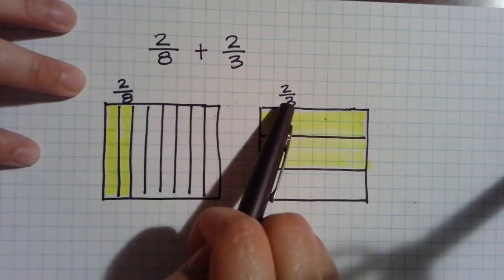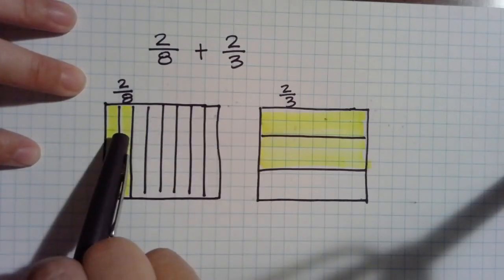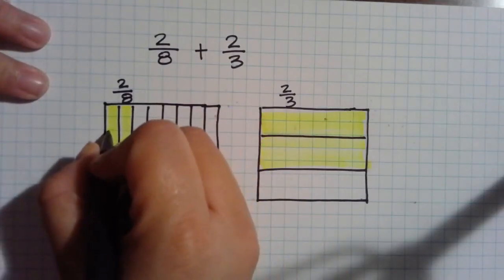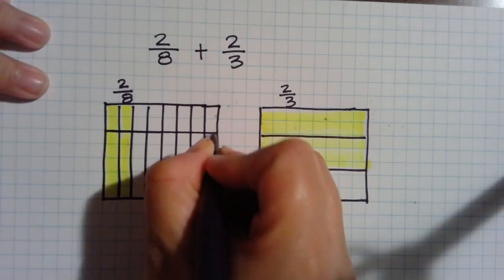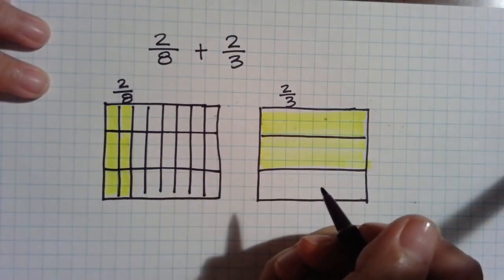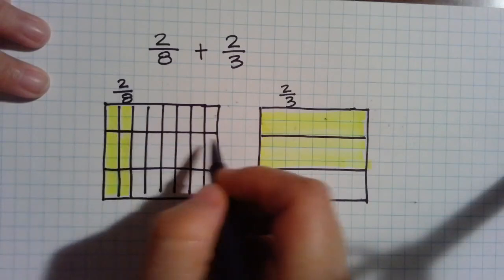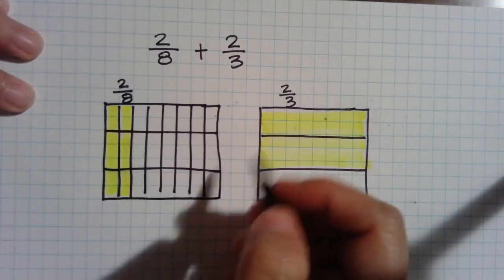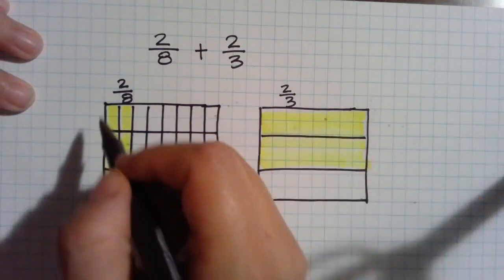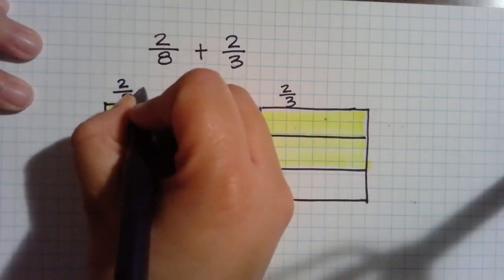By using the other denominator and putting it over here. So this says thirds. I'm gonna do thirds on this box. Okay, pretty much the same thing. My lines are going the opposite direction. Okay, so do the same thing over here. Well, before I go over there, let's go ahead and count this.